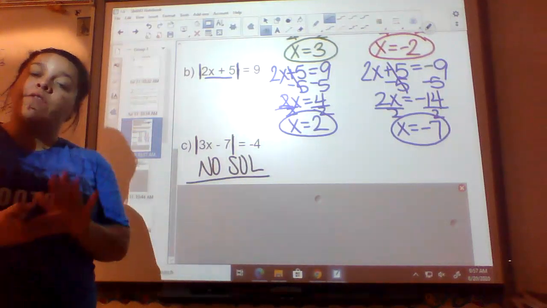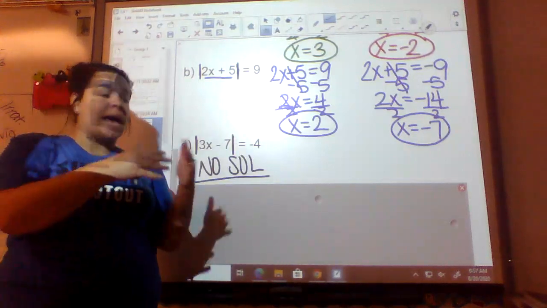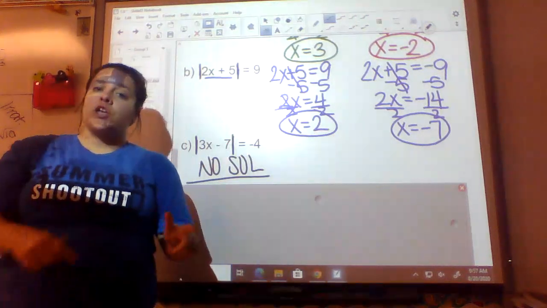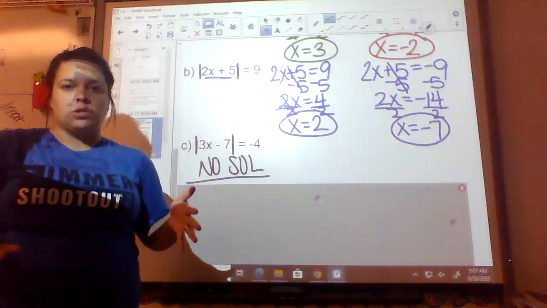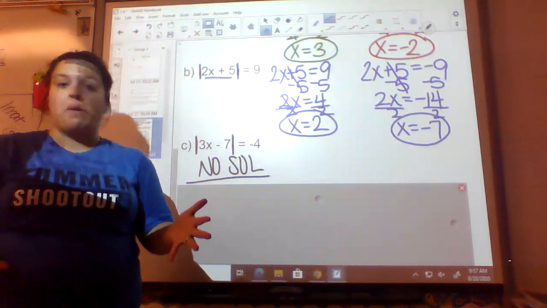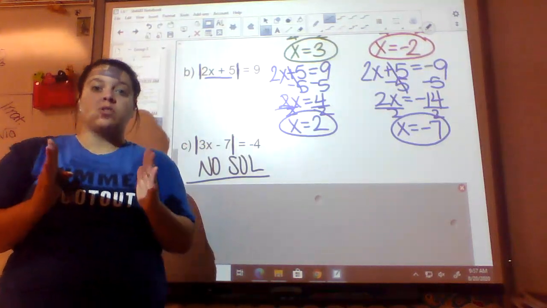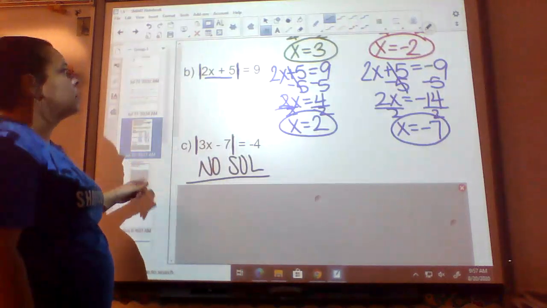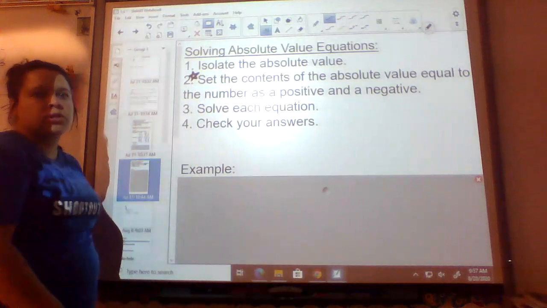Okay? But if you can't recognize that, go ahead and set it equal to positive and negative. When you go to check your answer, you'll find that neither of them make that equation true, which means it's no solution because both of the answers don't make it true. Okay? But hopefully we can start recognizing that if the absolute value is by itself and it's equal to a negative number, no solution.